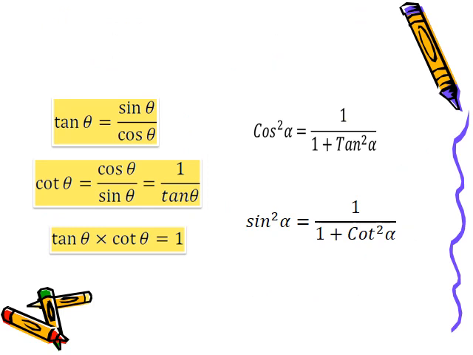Tangent theta equals sine theta over cosine theta. Cotangent theta equals cosine theta over sine theta, which equals 1 over tangent theta. Tangent theta times cotangent theta is equal to 1. Cosine squared alpha equals 1 over 1 plus tangent squared alpha. Sine squared alpha equals 1 over 1 plus cotangent squared alpha.